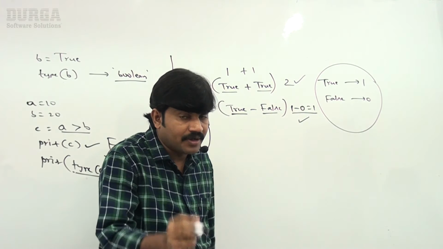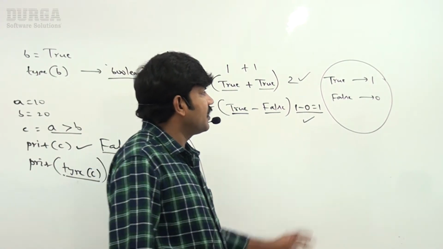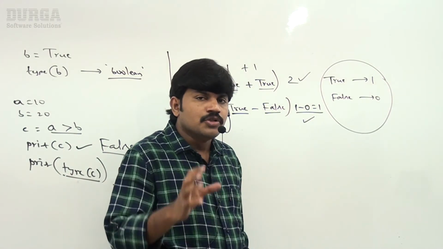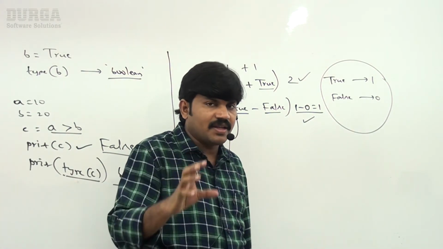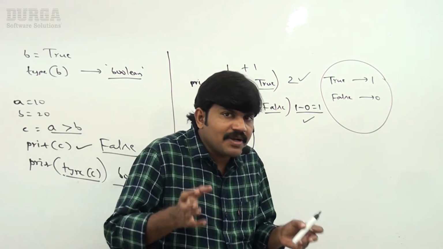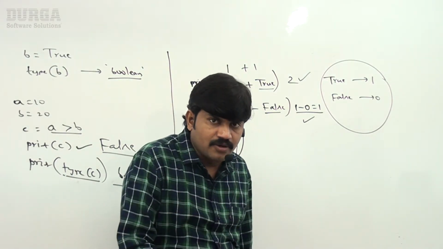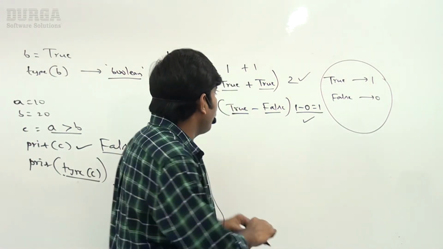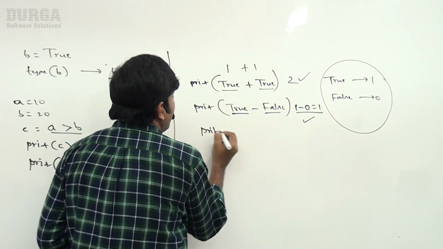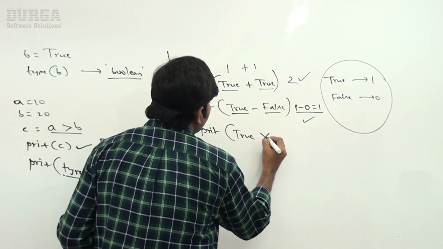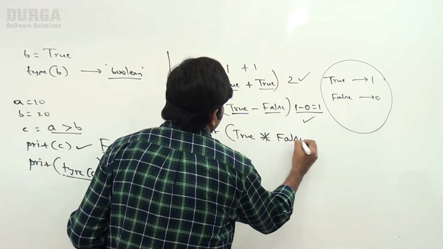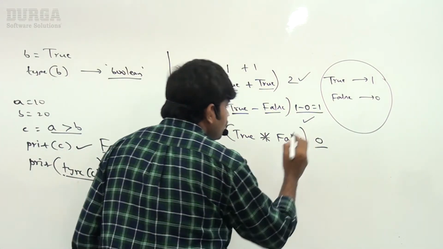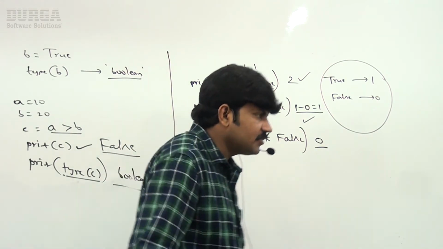I hope no further explanation is required. Remember, very important point: True is internally represented as 1, False is internally represented as 0. So in Python, in mathematical operations, if you are using Boolean values, these integral values will come into the picture. Have a look. Next, print True into False, that is 1 into 0, its value is always 0 only.